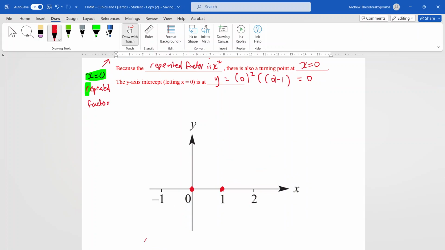Okay, so because we're coming from up here, that's going to be our turning point, and our intercept's going to go down, and it's going to go up like that. Okay, so that's what a graph would look like with two x-intercepts. One of them would be a repeated factor.